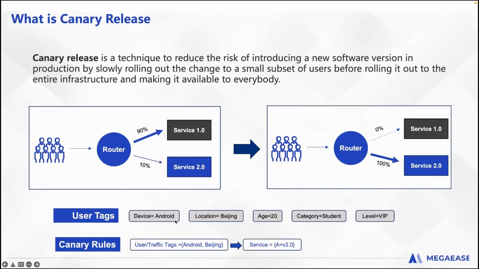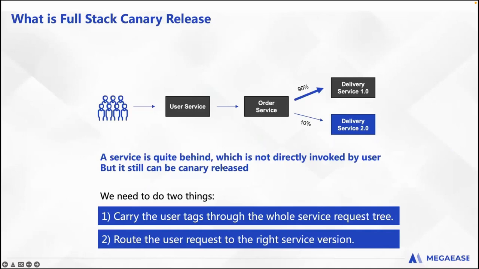The scenario of a single service canary is still limited. In reality, it is more common to have full stack canary testing. For example, a user client cannot be forwarded directly through the router to the canary version of the service. This is because the service is very far back in the whole chain, separated by other services. As shown in the figure, we have published canary for delivery, with user and order services spaced in between.